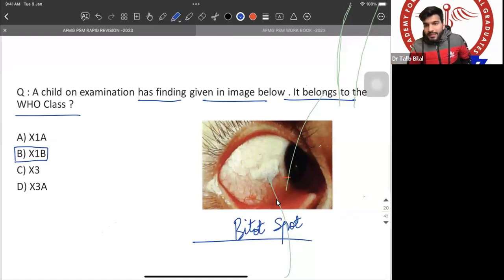There can be classical cases, so just go through those cases. Vitamins are very, very important, but vitamin A is especially important. Every time, vitamin A questions will come.